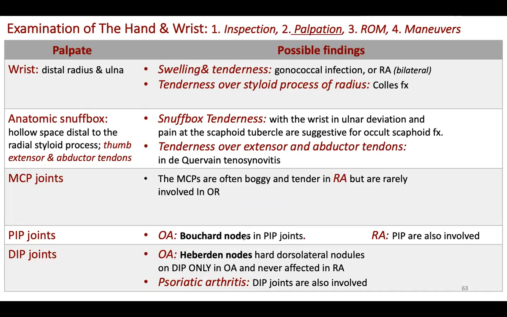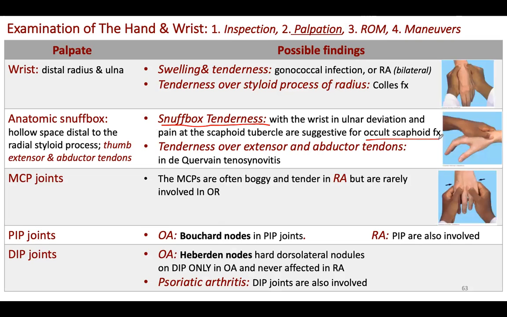Palpate the wrist for swelling and tenderness over the styloid process of the radius. Anatomic snuff box tenderness diagnoses scaphoid fracture, an occult scaphoid fracture. Occult because it might not show on an early X-ray, but there is snuff box tenderness. When you do this, the groove is called the anatomic snuff box. Tenderness here can diagnose scaphoid fracture.